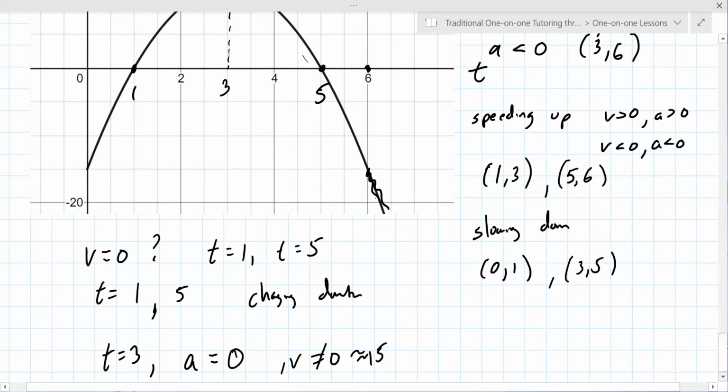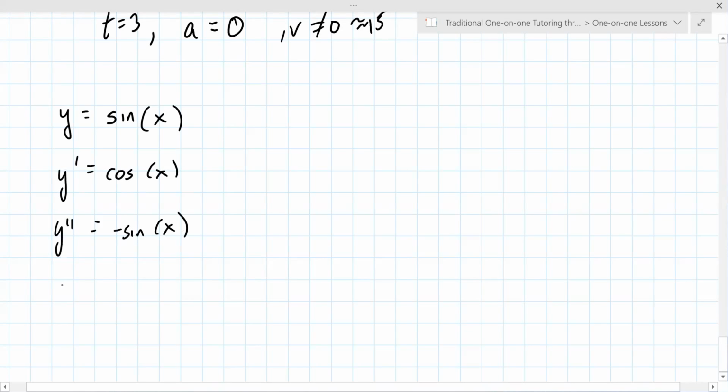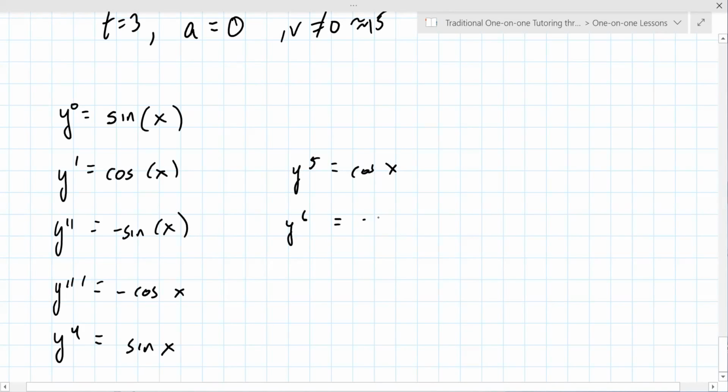But let's talk about sine. That was the one here. So let's say y equals sine of x. What is the derivative of sine? Cosine of x. Derivative of cosine is minus sine of x. Right. Oh, so the odd ones are going to be like the cosine. This is minus cosine of x, and then the 4th derivative is sine of x. And then it repeats. Okay. So the 5th is cosine of x. The 6th is minus sine x.